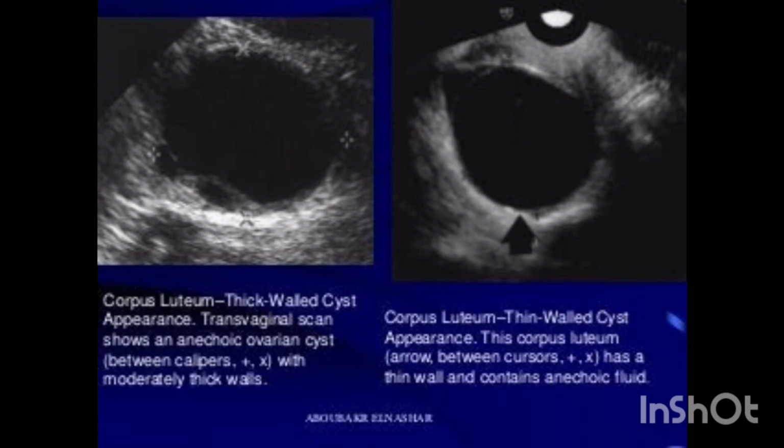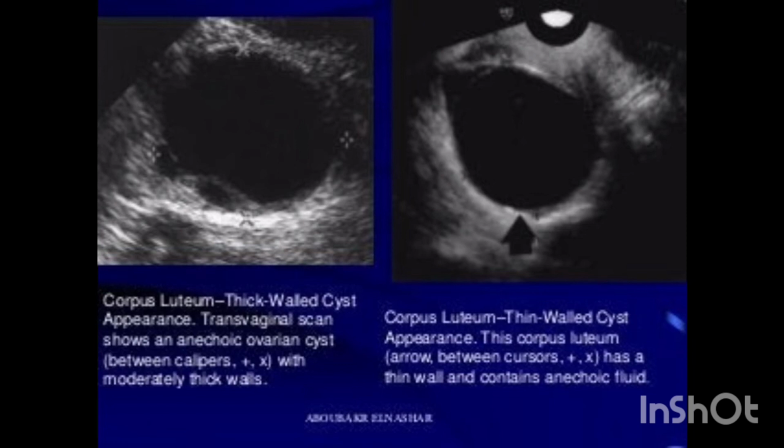Corpus luteum cyst. After a follicle releases its egg, it shrinks and begins producing estrogen and progesterone. These hormones are needed for conception. The follicle is now called the corpus luteum. Sometimes, the opening where the egg came from gets blocked. Fluid builds up inside the corpus luteum, causing a cyst.